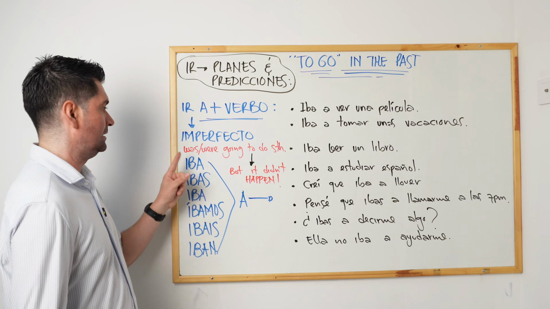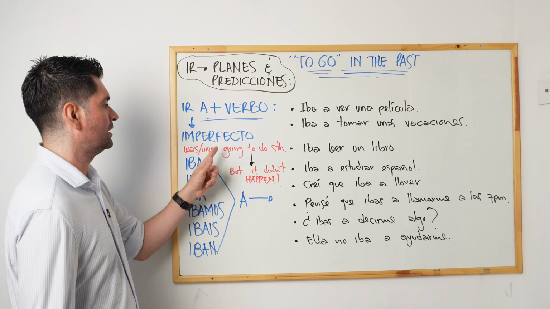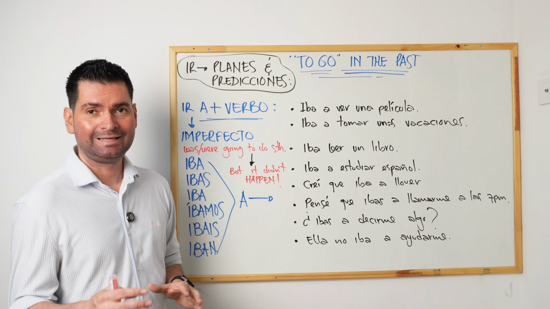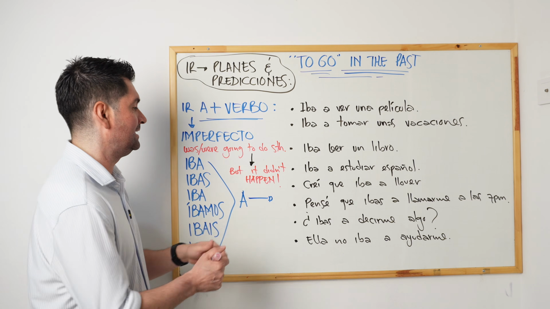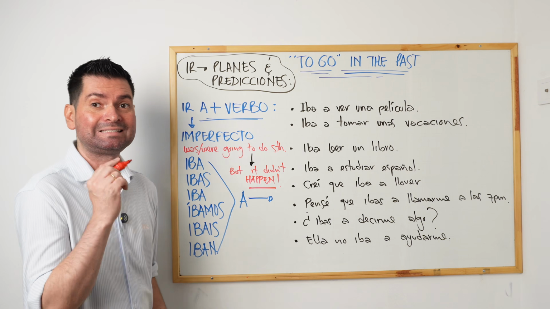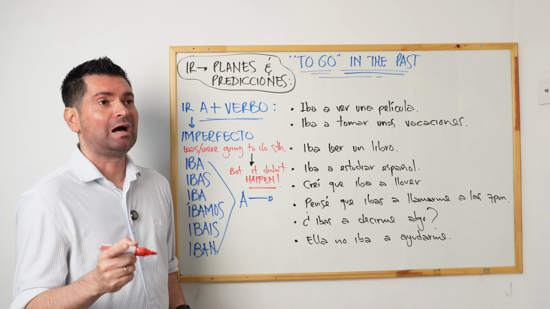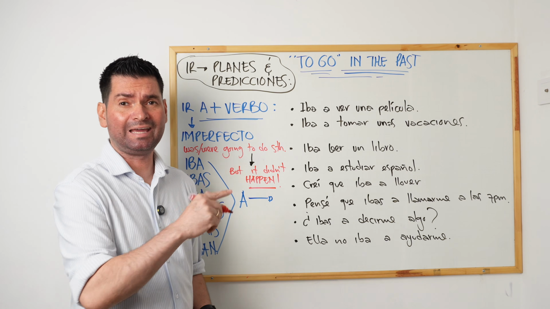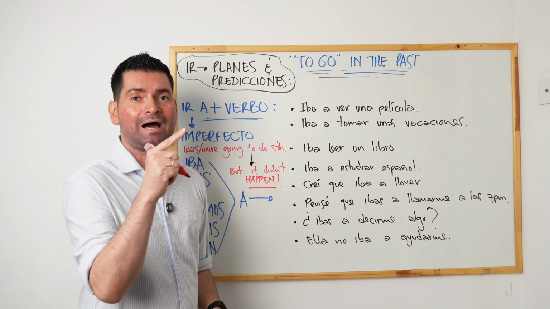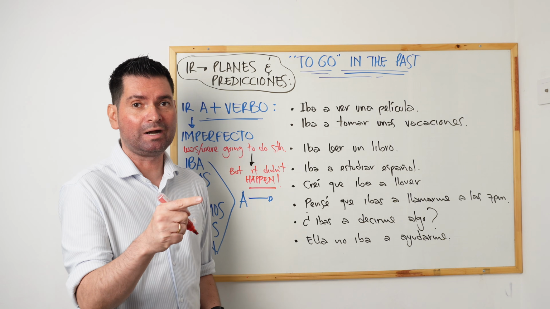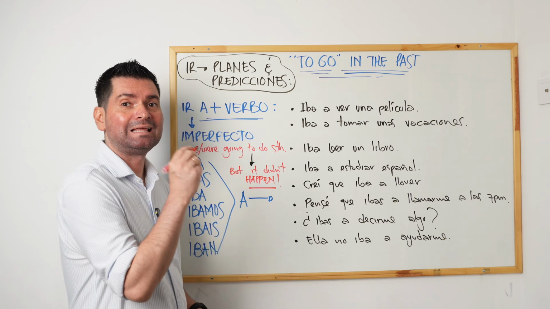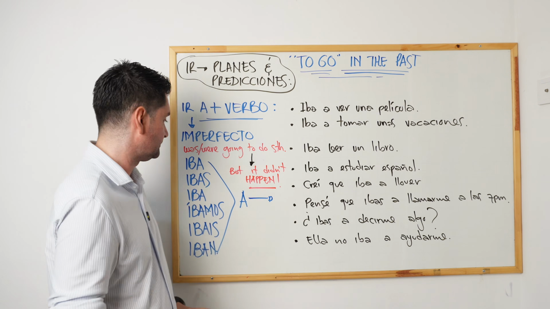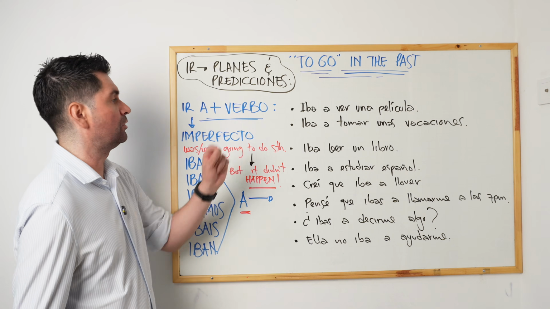And what does it mean? It means was or were going to do something. It's a plan in the past. So it means that it didn't happen. That's key. It's not like I went to the park. Fui al parque. It happened. Iba al parque. I used to go to the park. It happened. Here, it didn't happen. That's the key thing to remember. We use the preposition a and we're going to use the verb.